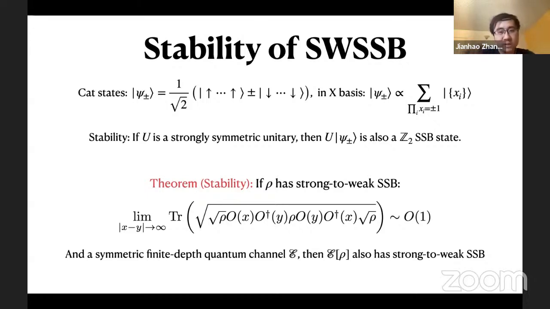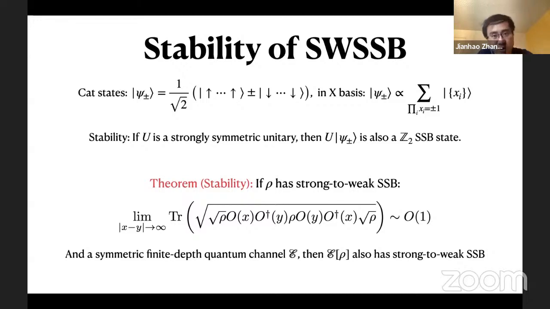With the help of the stability theorem, we can unambiguously say that we find a well-defined phase of matter in open quantum systems. So that's why we introduce the fidelity correlator as the order parameter of the strong-to-weak SSB. We tried some other, maybe equivalent, order parameters, but we failed to prove this stability theorem. Only the fidelity correlator can give us the stability of the strong-to-weak SSB. That's the importance of introducing the fidelity correlator.